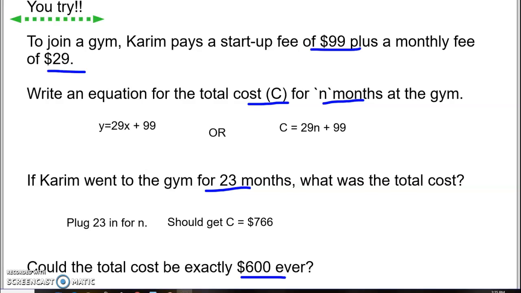Now once you've done your calculations, you should find that the equation was y equals 29x plus 99, or if you're using c and n for the variables, it would be c equals 29n plus 99. Now for the next part, you'd have to plug in 23 for n because 23 is representing the months. So when you plug in 23 for n, it'll be 29 times 23 and then plus the 99. So you should have got $766.